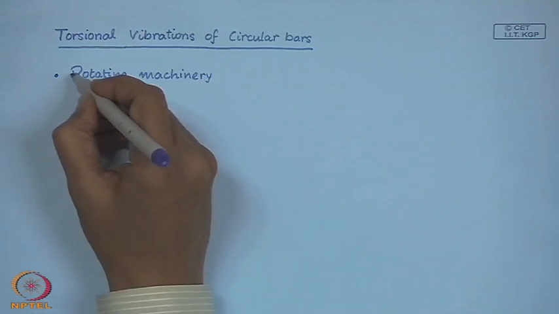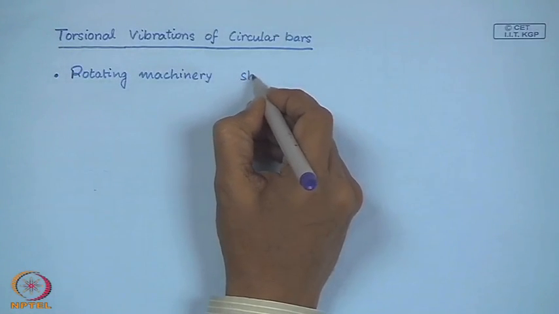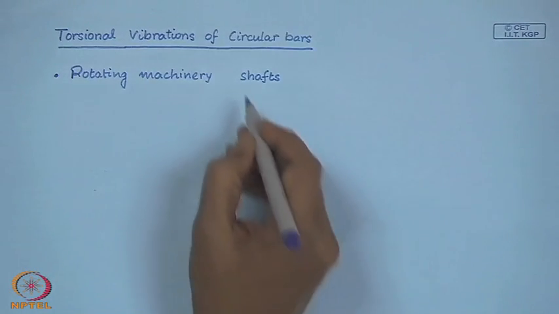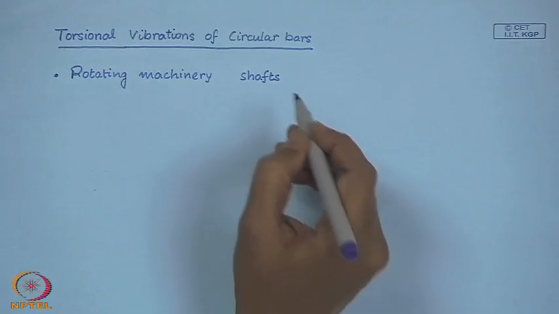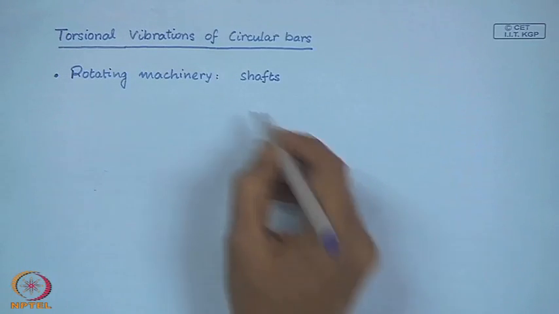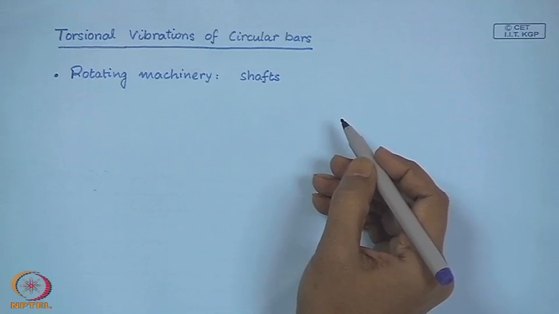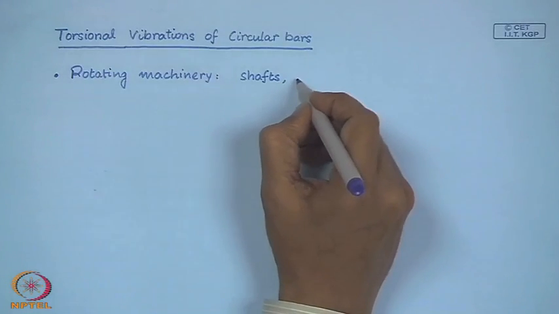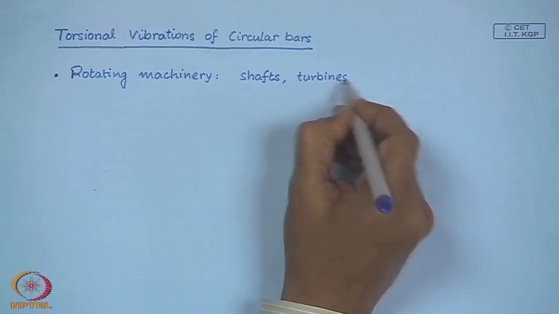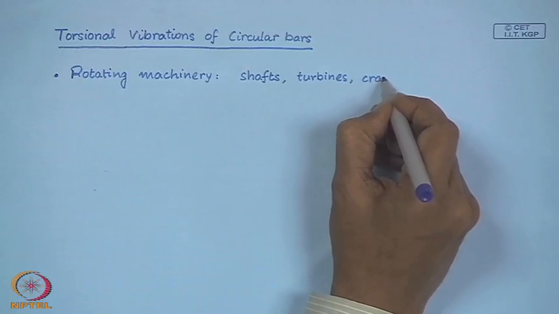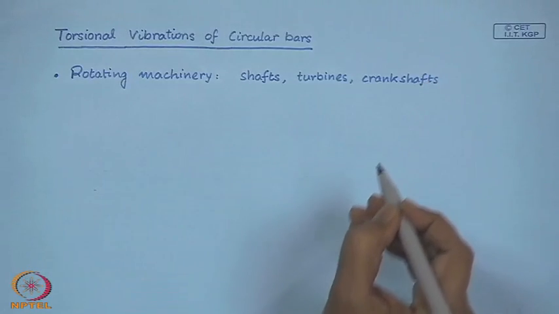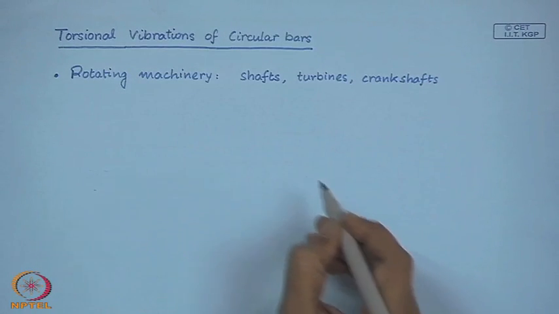You have shafts in rotating machinery which transmit torque. Such shafts are subjected to torsional vibrations. For example, in turbines, in rotors, in crankshafts of engines, in the dentist's drill.